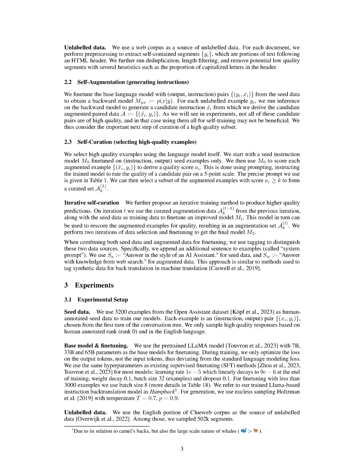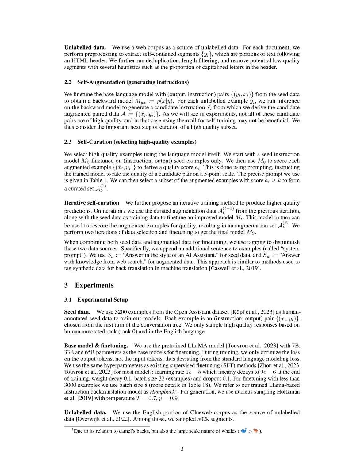When we combine both the seed data and the augmented data for refining, we use tagging to distinguish between the two sources. Specifically, we add an extra sentence to the examples, which we'll call a system prompt. For seed data, we use the prompt "answer in the style of an AI assistant," and for augmented data, we use "answer with knowledge from web search." This approach is similar to methods used to tag synthetic data for BackTranslation in machine translation.